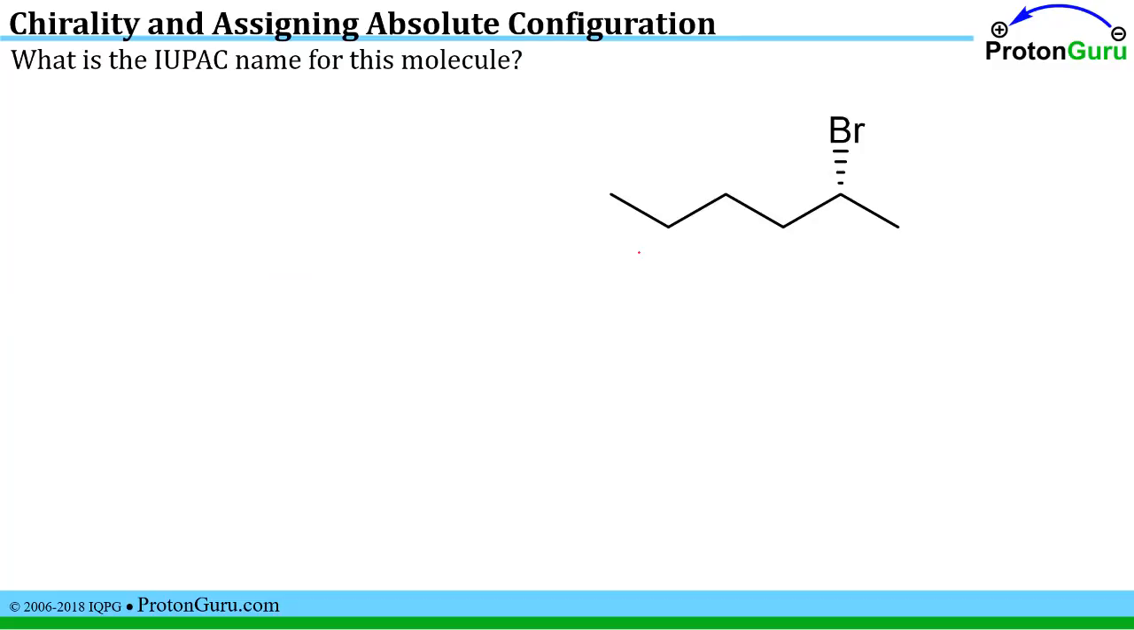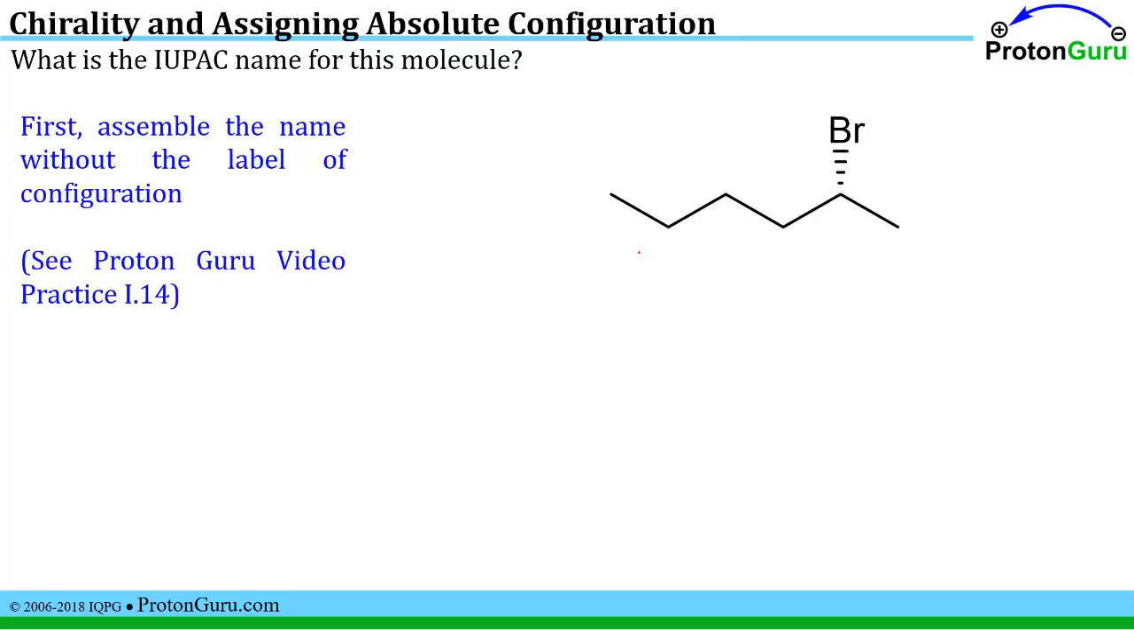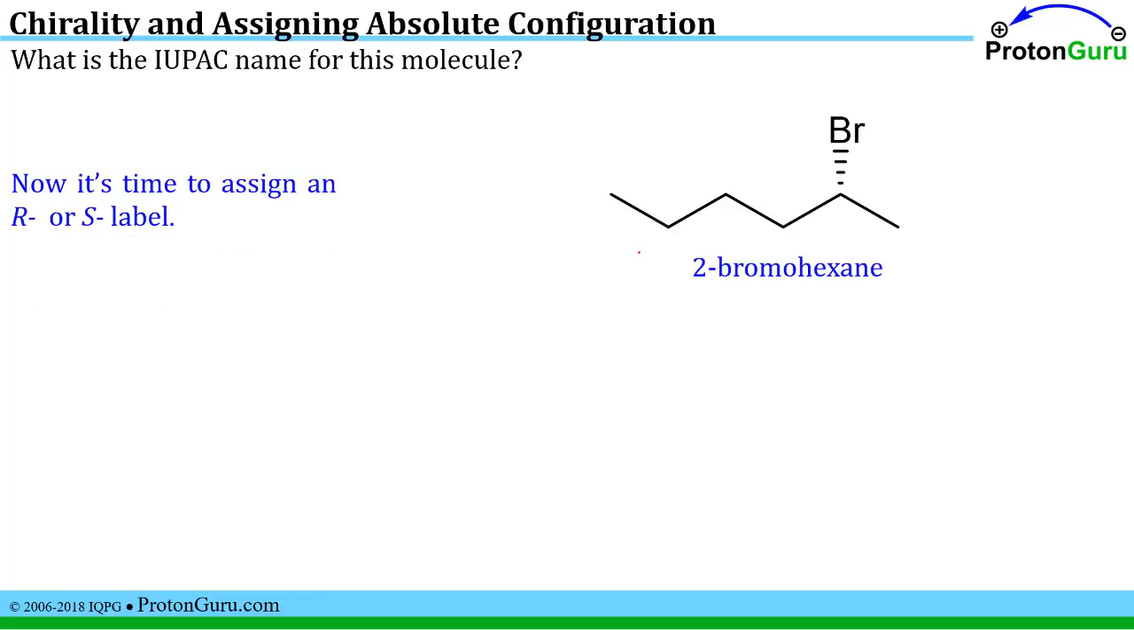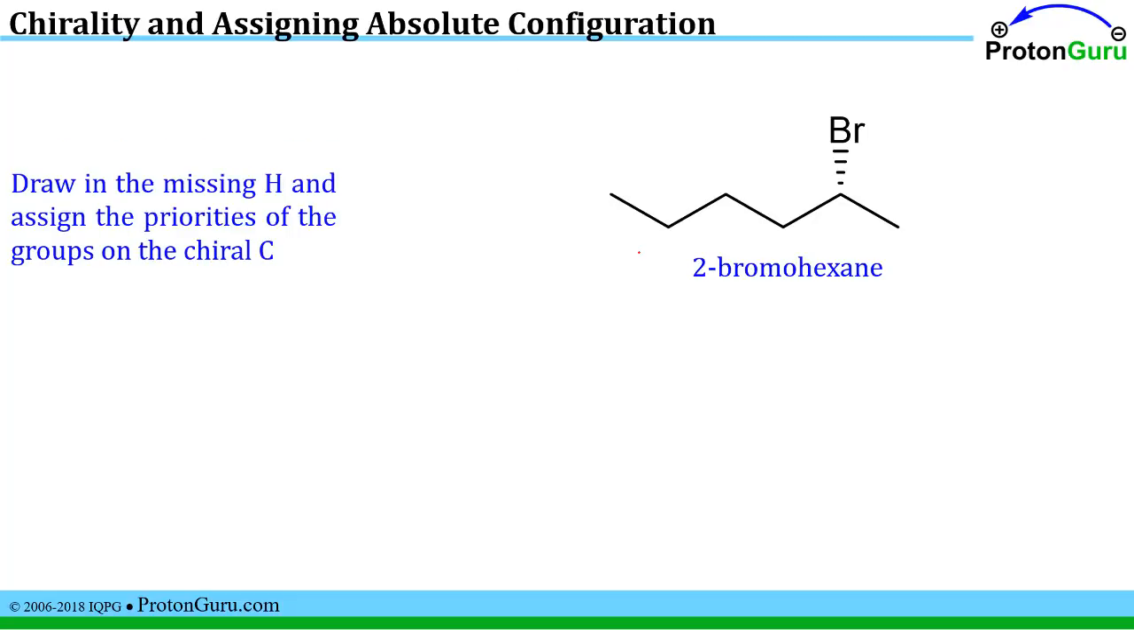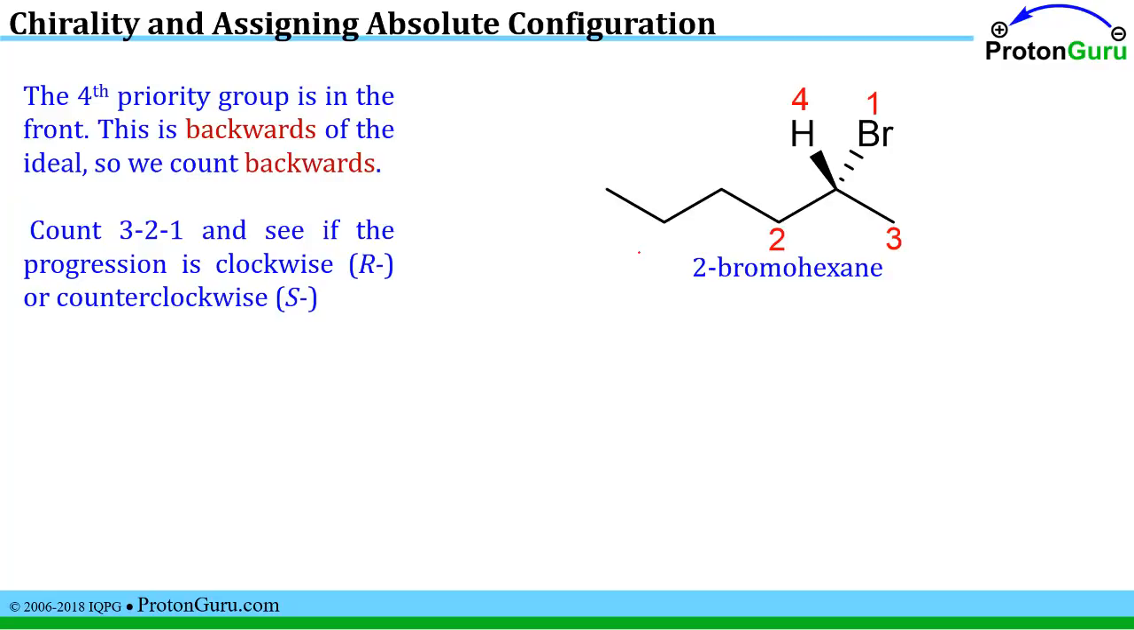We have this relatively simple alkyl halide. We start off by assembling the name without the label of configuration. It's some sort of 2-bromohexane. And now we go to assign the RS label. We again have to fill in that missing hydrogen and assign the priorities. If we do that, we see that now the fourth priority group is in the front. Well, this is backwards of what we consider ideal.